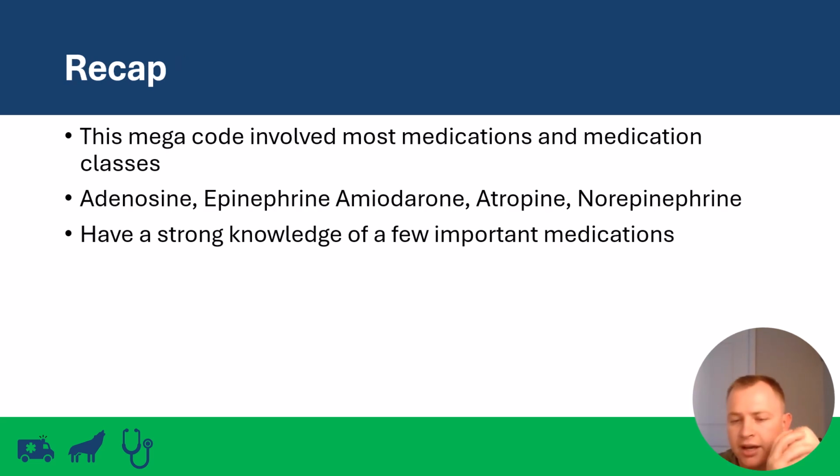To recap, this little mega code that we just ran involved almost every ACLS medication. We had adenosine, epinephrine, amiodarone, atropine, and norepi. The biggest thing for you to take away from this is that there's not a ton of meds in ACLS. Just wrap your mind around a few important ones. Get a strong knowledge of a few important ones, and that's what's going to help you the most. So don't get too nervous. Everything's going to be all right. If you can remember just the meds that were listed in this video, then you're going to be in the top 10% of the people that do ACLS.